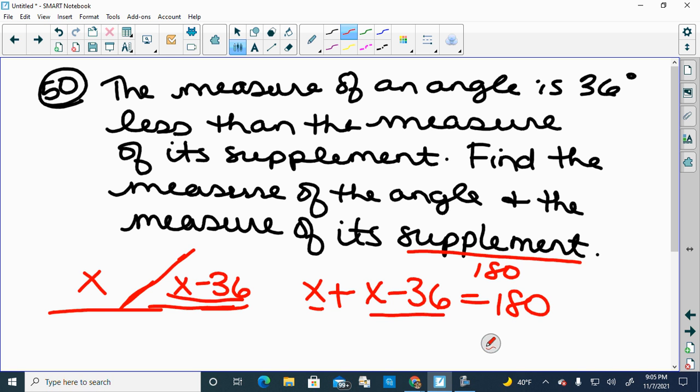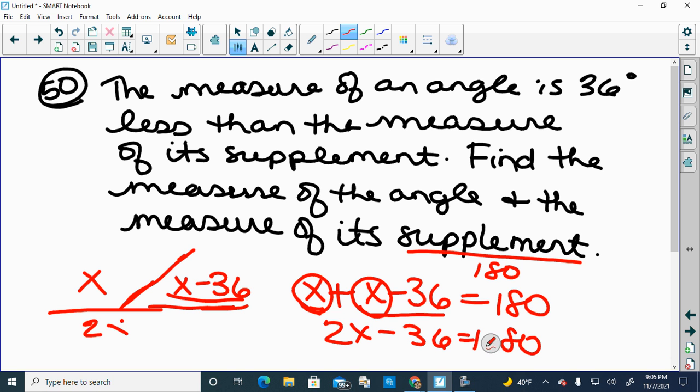Okay, so now we're using our algebra. Combine our like terms. So x and x would give me 2x. Now I need to solve for x, so I'm going to add 36 over to the other side. I'm just going to write it down here. So this would be 2x plus 36 plus 36.